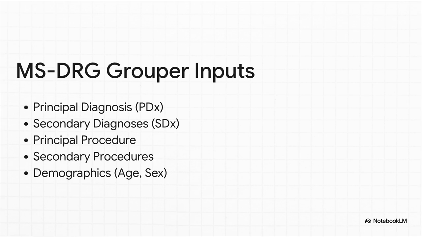But the absolutely critical takeaway here is that principal diagnosis. That's the condition determined after study to be chiefly responsible for admitting the patient. And guess what? It drives a massive 80% of the DRG assignment. If that principal diagnosis is off, the entire payment structure is just built on a faulty foundation.